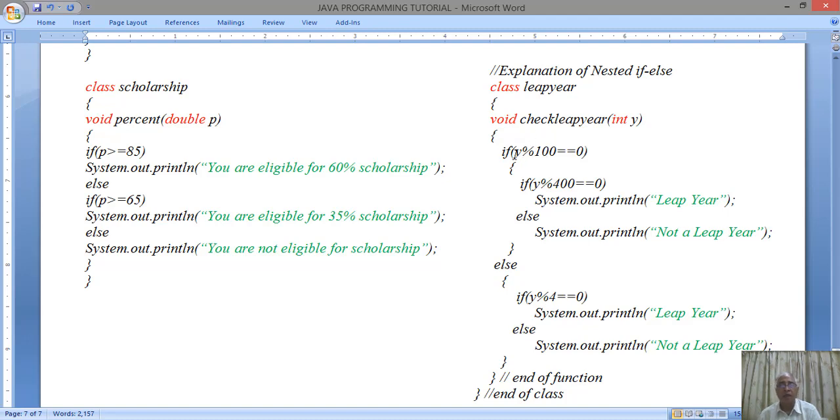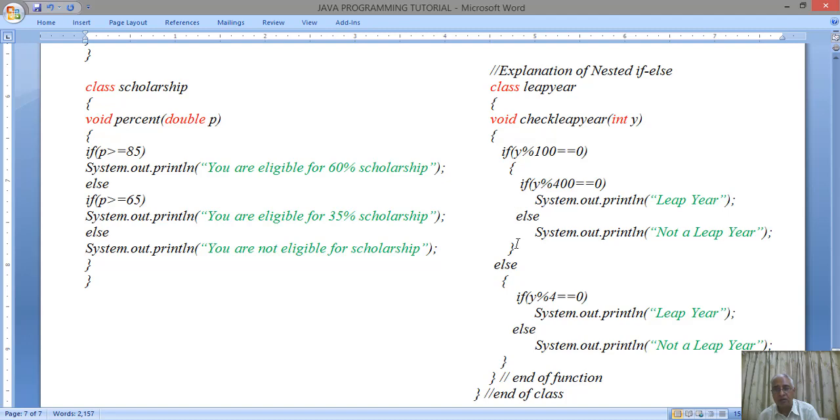So here we come, if y percent 100, this is for checking the century year, whether the year is a century year or not, because every century year has to divide by 100, only then it is checked for a century year. And if suppose it is a century year, then we will go inside the if and have another if. This is called nested if, and this is called the outer if or the main if else.